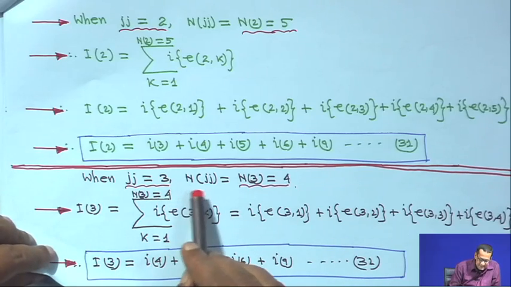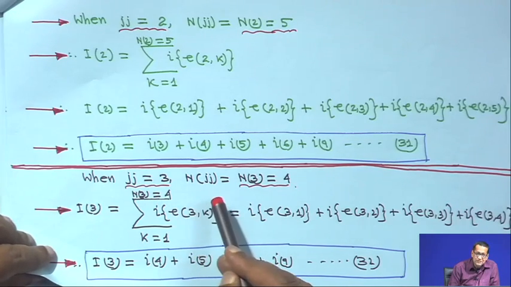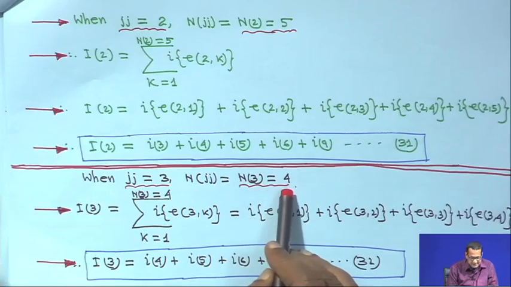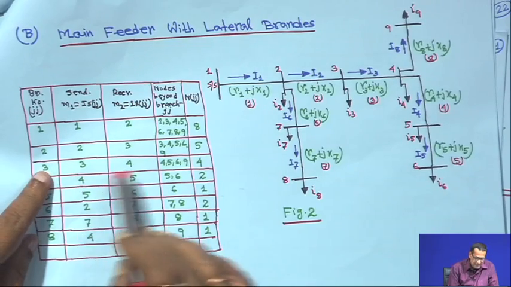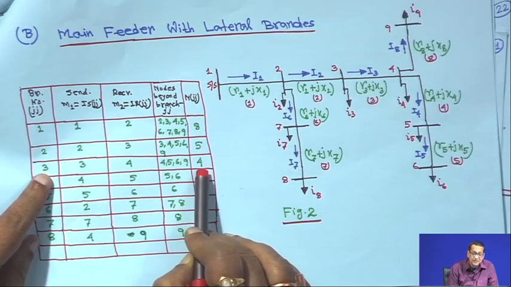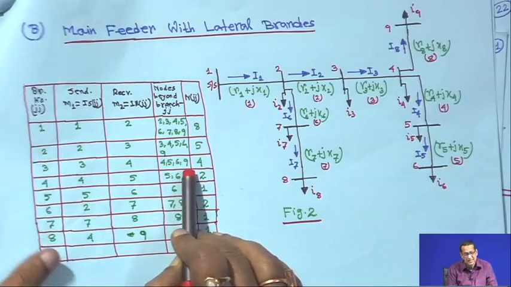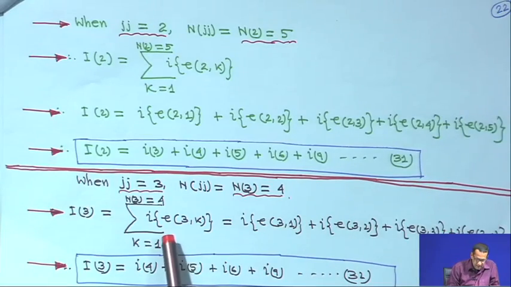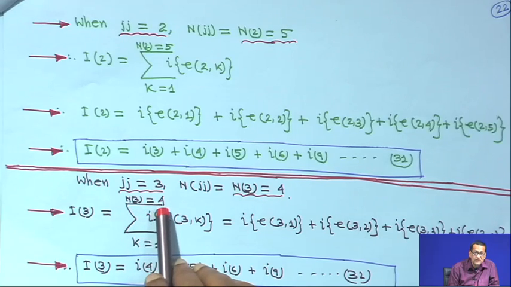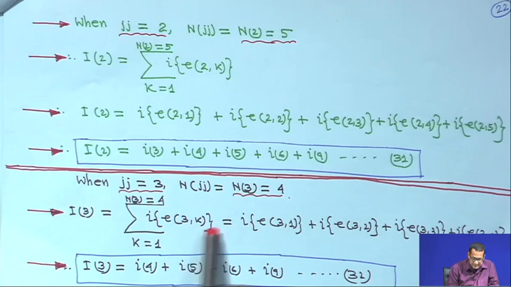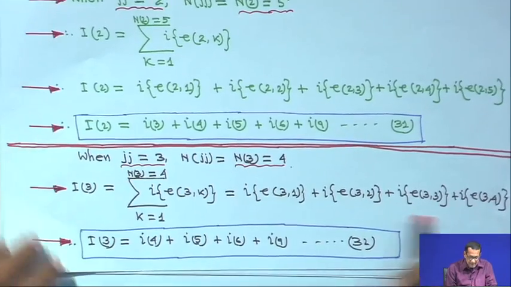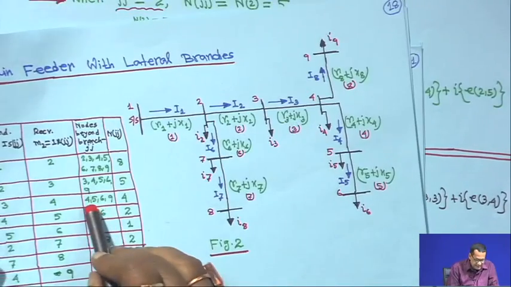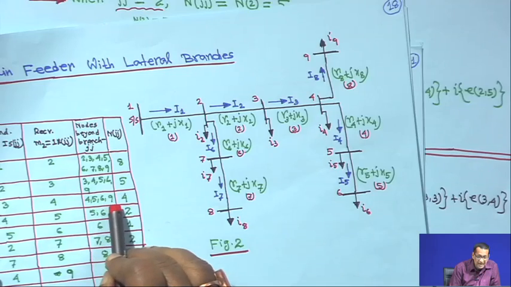Similarly, when Jj is equal to 3, so from equation 27 only, Njj is equal to N3 is equal to 4. That means here, when Jj is equal to 3, Njj is equal to 4, that is N3 is equal to 4, and there are 4 nodes: 4, 5, 6, 9. That means k is equal to 1 to N3, that is equal to 4, I bracket E3k. Now we expand this: it is I31 plus I32 plus I33 plus I34. So, I31 is 4, I32 is 5, I33 is 6 and I34 is 9.